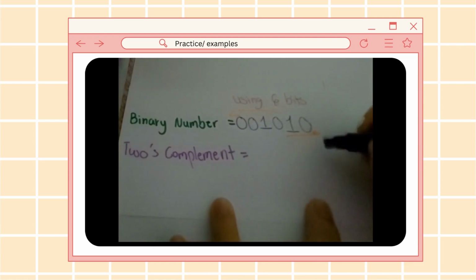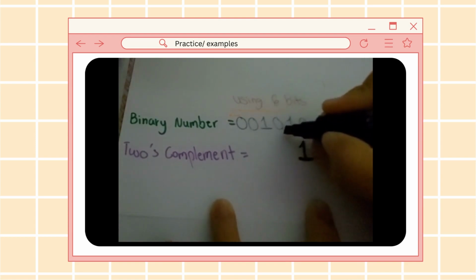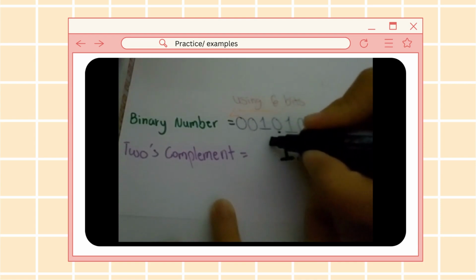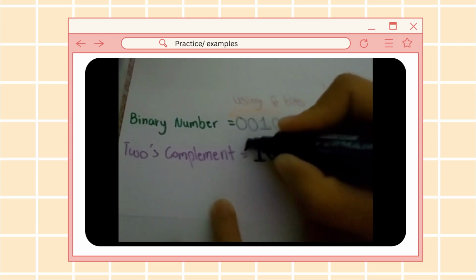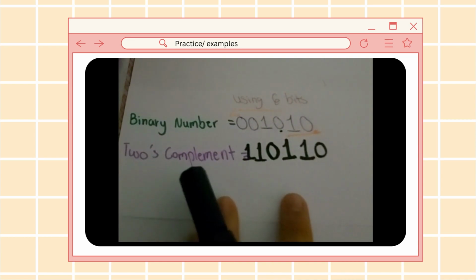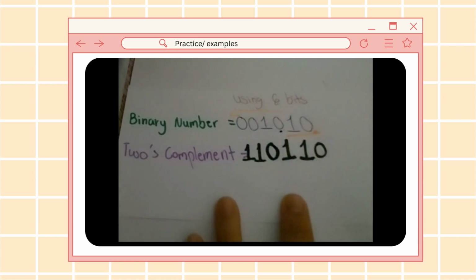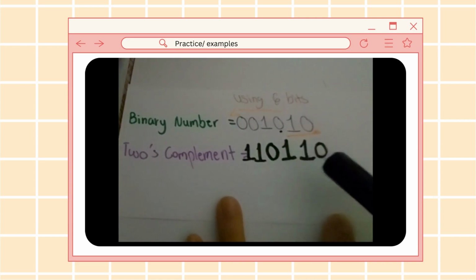So we keep the 0 and the first 1, and then everything else will flip. So this 0 will turn into a 1, this 1 will turn into a 0, and these 2 zeros will turn into 2 1s. Therefore, the 2's complement for the binary number 0, 0, 1, 0, 1, 0 is 1, 1, 0, 1, 1, 0.